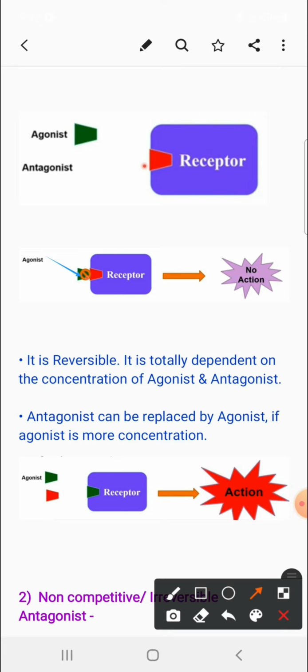It is also called reversible antagonism because it depends entirely on the concentration of agonist and antagonist. We can replace the antagonist by the agonist simply by increasing the concentration of the agonist. If the concentration of agonist is increased, it will replace the antagonist from the receptor. As in the figure, since the agonist is in higher concentration, it will bind with the receptor and produce the pharmacological or biological action. That's why it is called reversible antagonism.